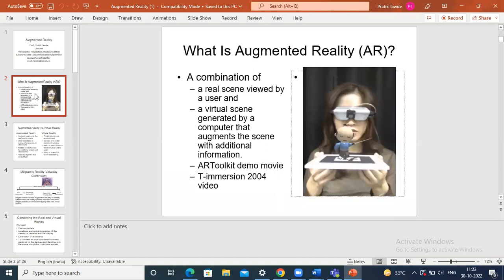There are various important toolkits also available when I talk about AR and VR. AR toolkit demo movie toolkit is also available. Then the T Immersion 2004 video, you can watch it so that you will get an idea regarding how exactly augmented reality works. At the end of the session, there are certain practicals for electronics and telecommunication, and those practicals I have developed using this particular technology, AR and VR.